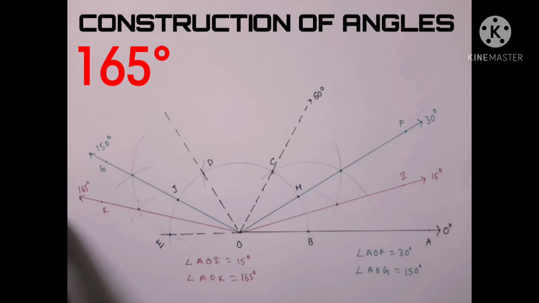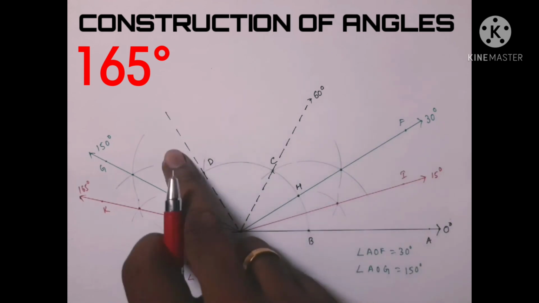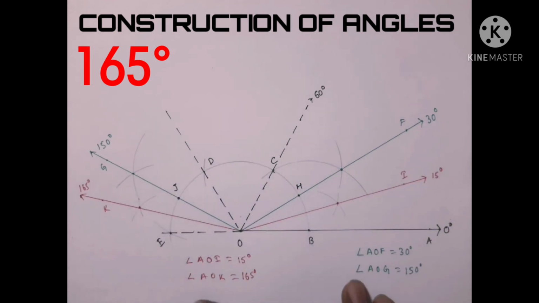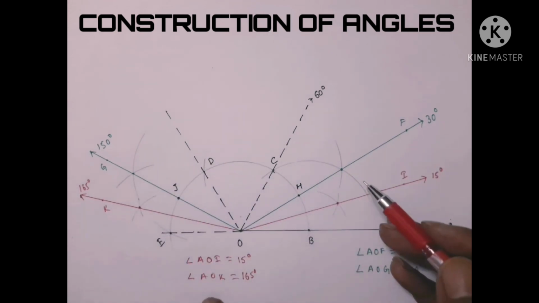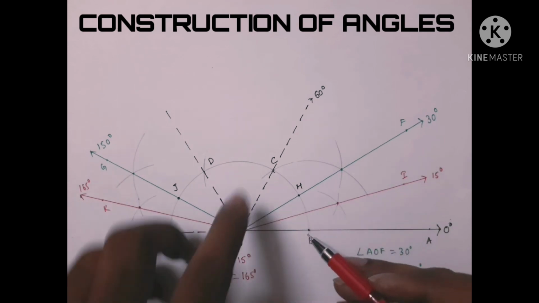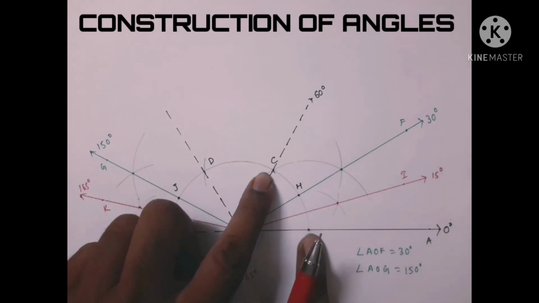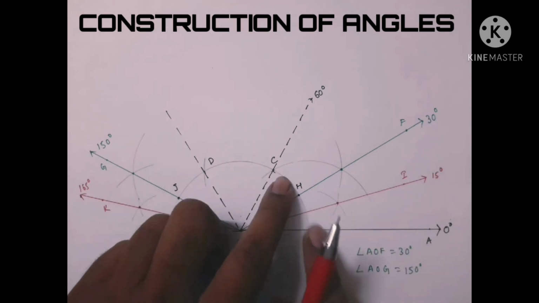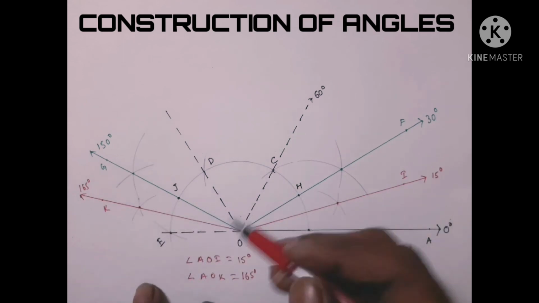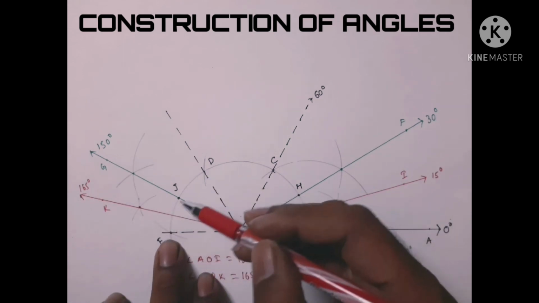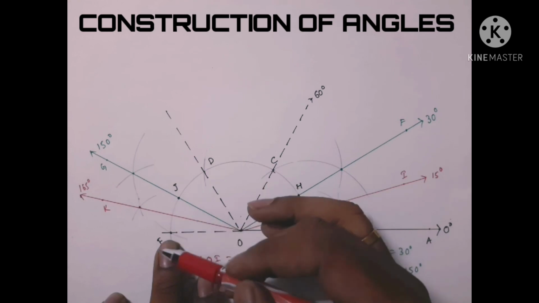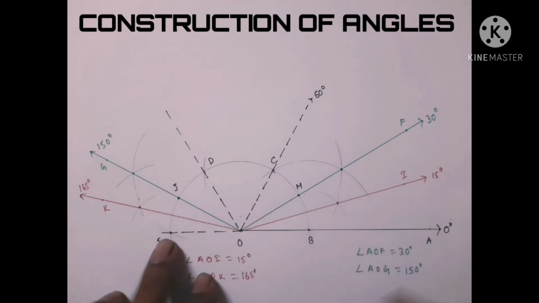So we've got 15, 30, 150 and 165. So 30 we get when we bisect 0 and 60. Again 0 and 30 when bisected give 15. Similarly 180 and 120 when you bisect, we get 150. 150 and 180 when you bisect, we get 165.